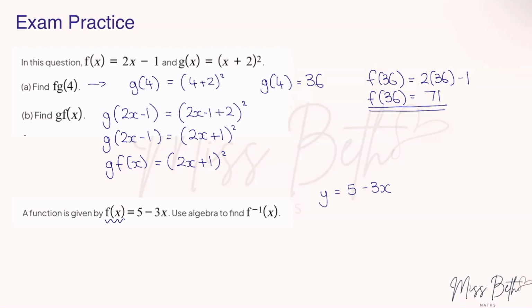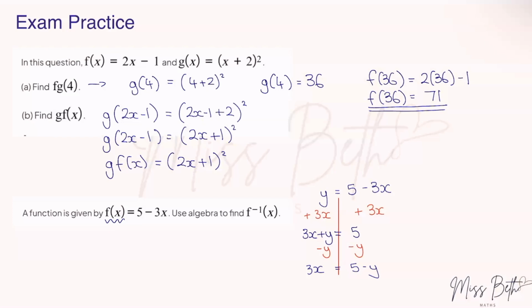And then remember the whole idea of this is to isolate x. So the first thing that I'm going to do here, because I have a negative 3x, is add 3x to both sides just to make my life easier and keep it positive. So we have 3x plus y is equal to 5. I want to subtract y from both sides. So 3x is equal to 5 minus y.